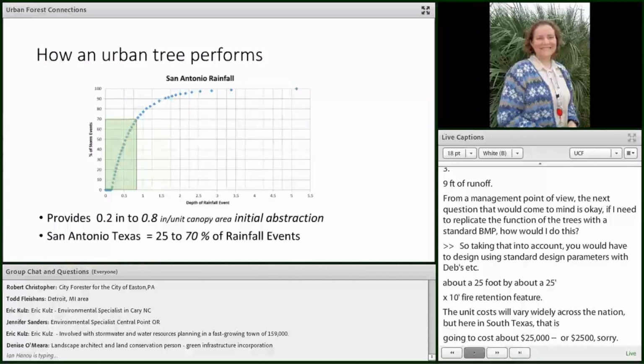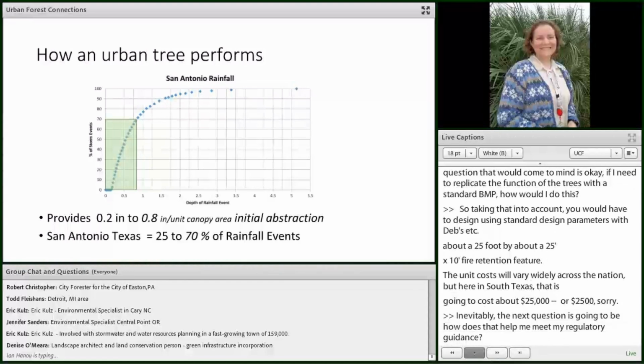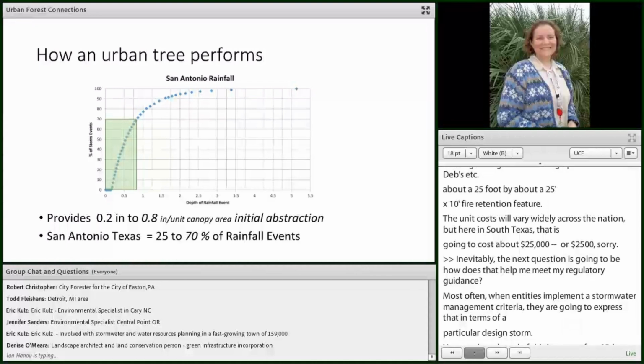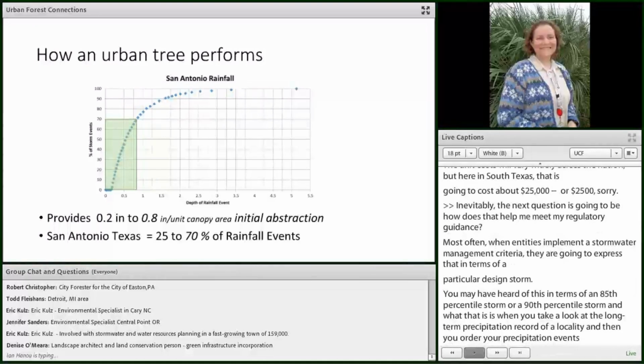Most often, when entities implement a stormwater management criteria, they're going to express that in terms of a particular design storm. You might have heard of this in terms of an 85th percentile storm or a 90th percentile storm. And what that is, when you take a look at the long-term precipitation record of a locality, and then order your precipitation events and calculate the percent exceedance, or how often a particular type of rainfall event is likely to occur, you can describe each event as a percentile storm.